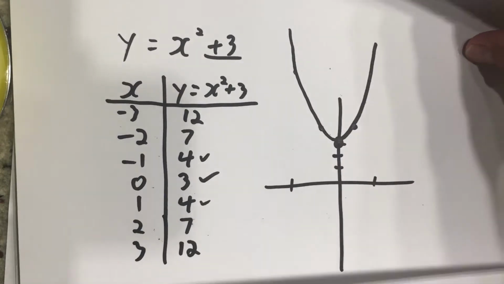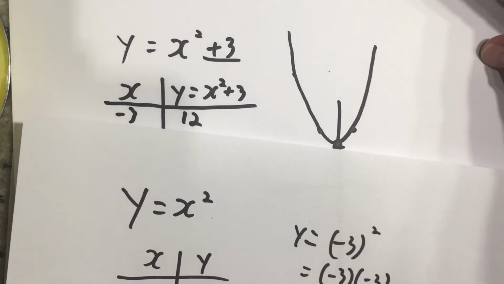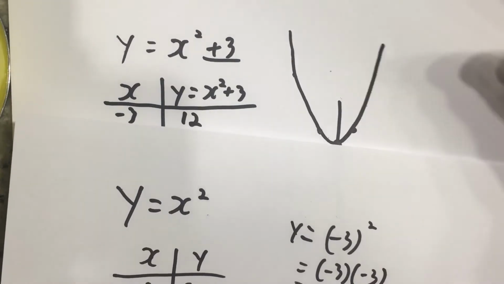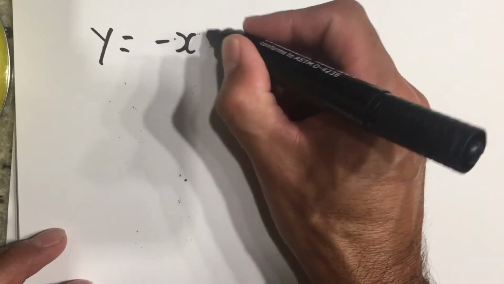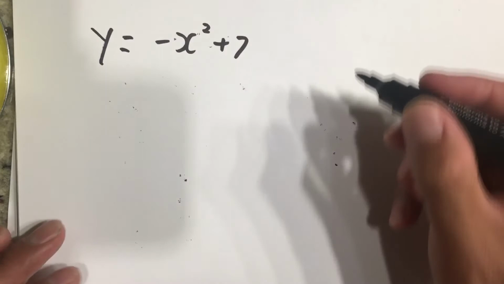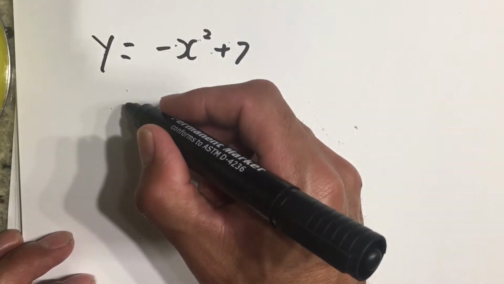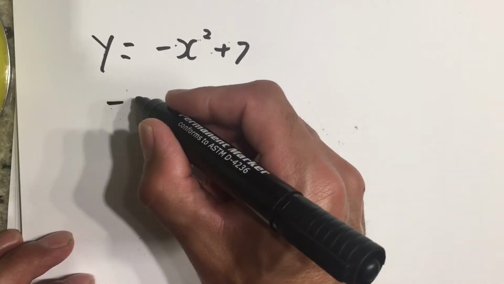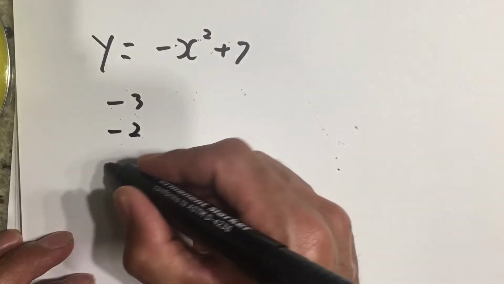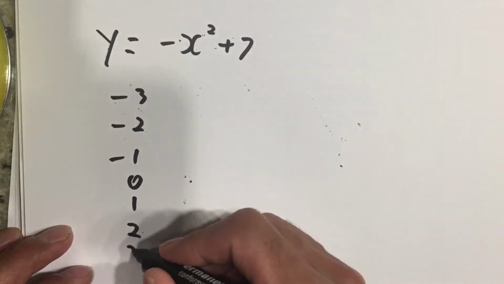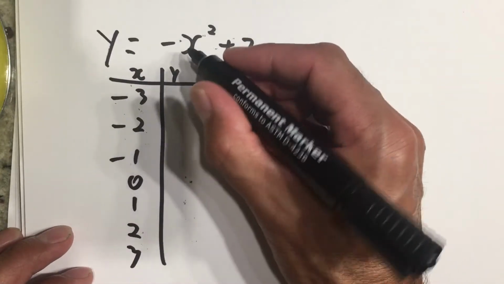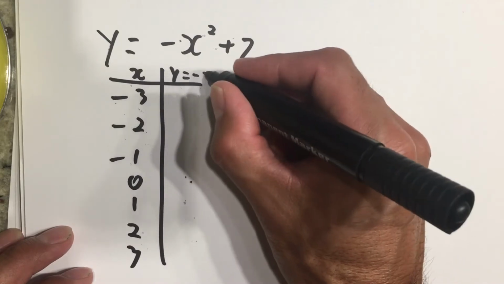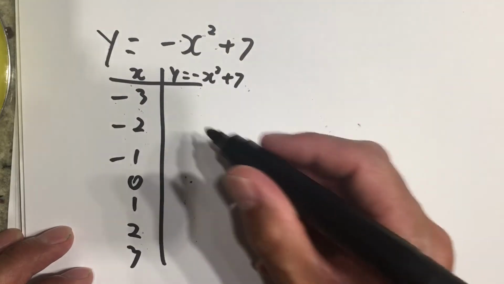So I'm going to do one more example that looks more like the path that you saw a football follows when we throw it into the air and plot it against time. So let's look at y is equal to -x squared plus 7. So again, I'm going to put in the usual numbers here. -3, -2, -1, 0, 1, 2, and 3. Those are my x values. And my y values, which are going to be equal to -x squared plus 7.